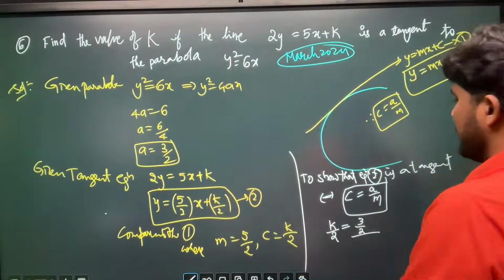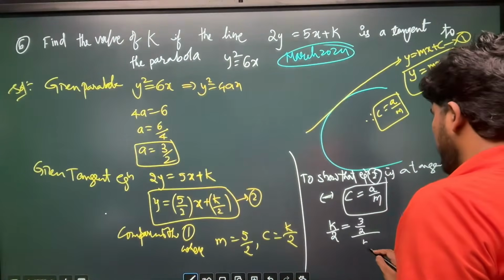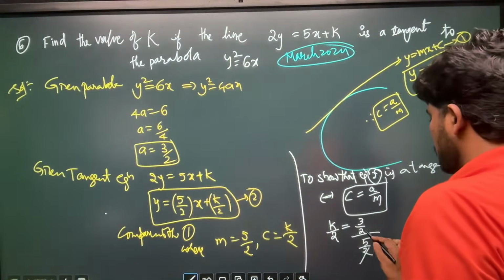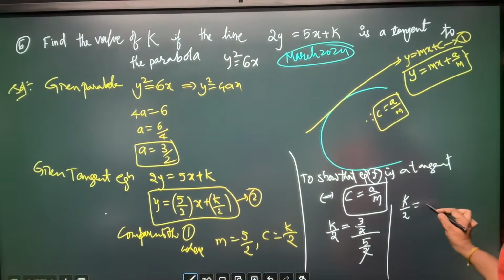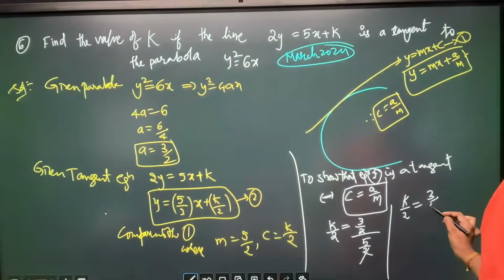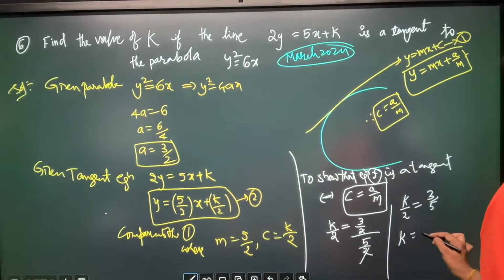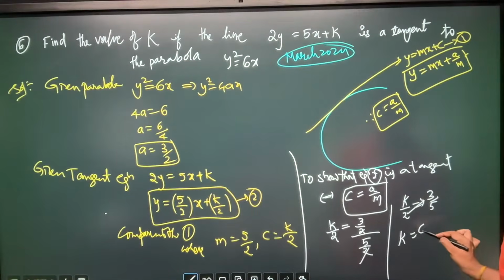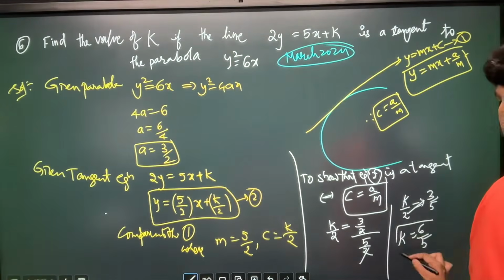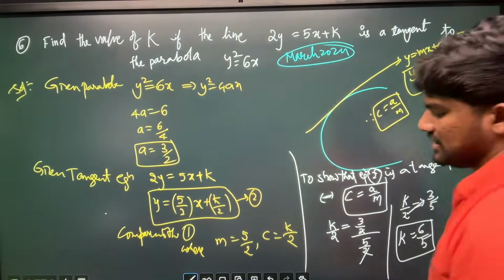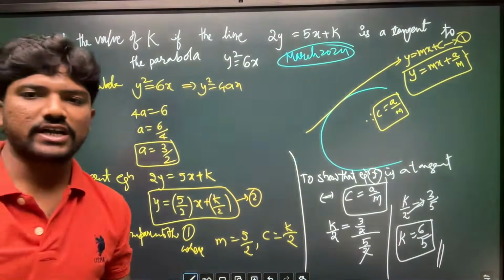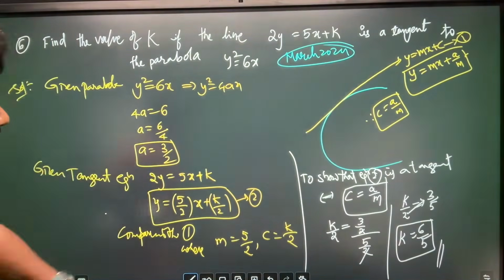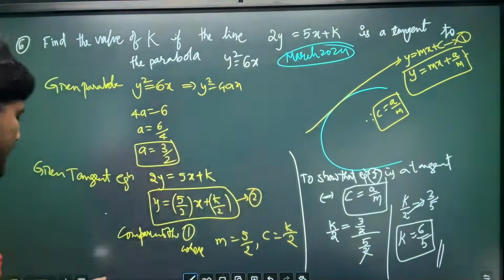3/2 by m, and m value is 5/2. So the 2 gets cancelled. k/2 is equal to 3/5. So doing cross multiplication, k is equal to 6/5. k is equal to 6/5 is the answer. They asked us to find k, so we got k is equal to 6/5. Clear everyone? In this format you have to find it. Please remember this is the condition for tangency.